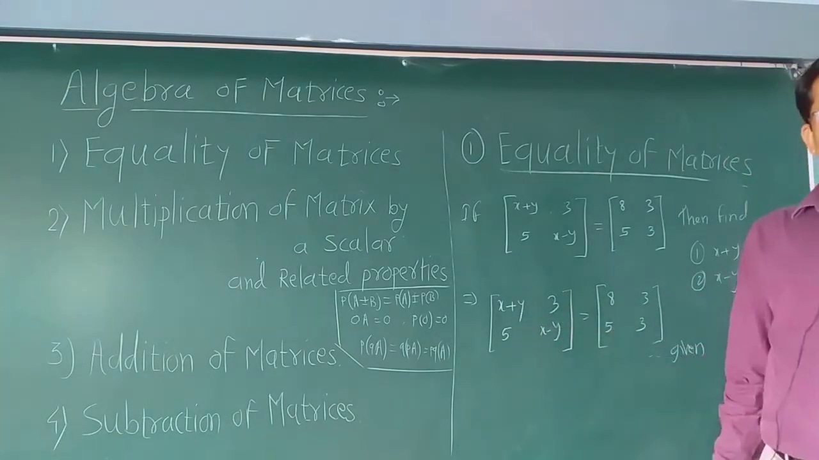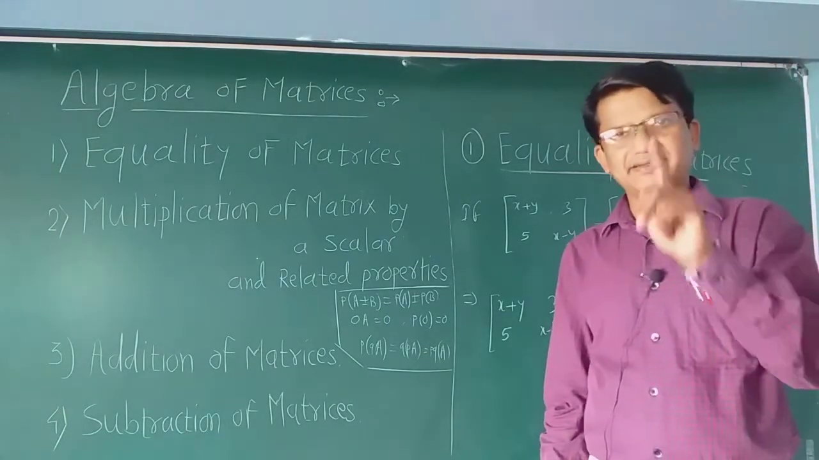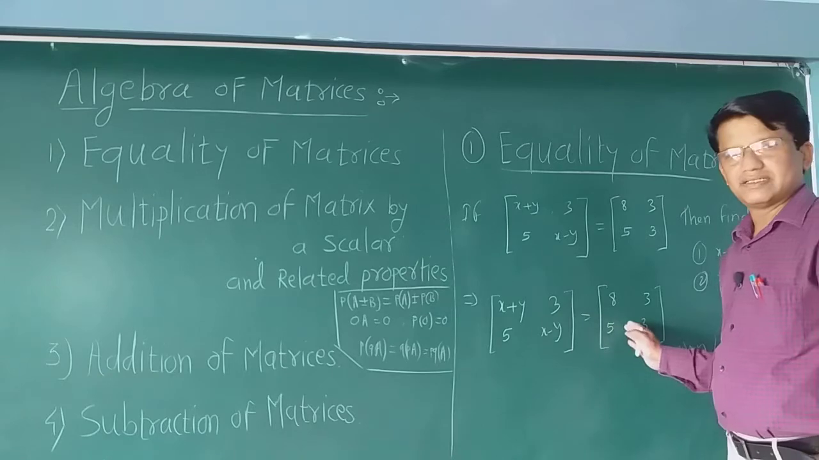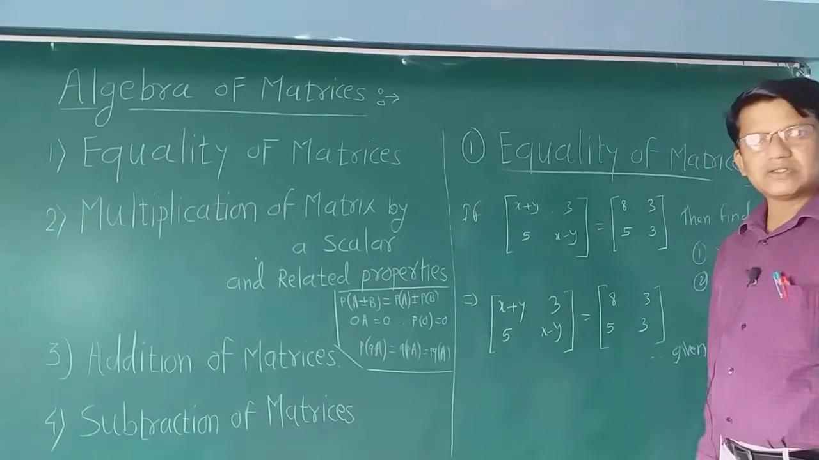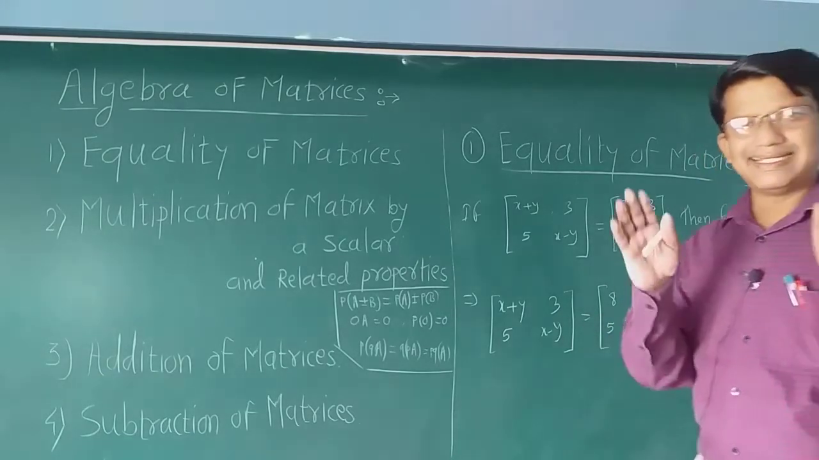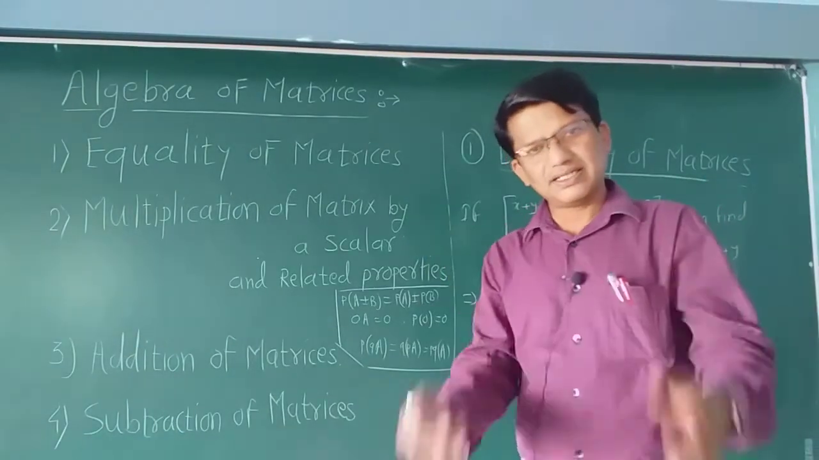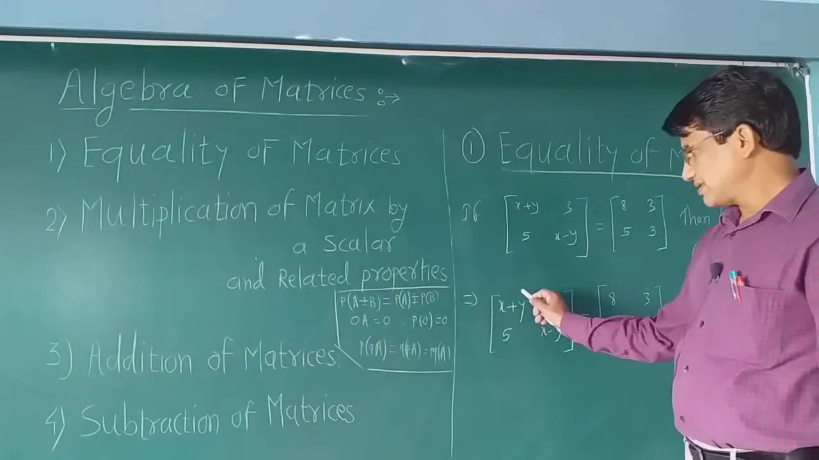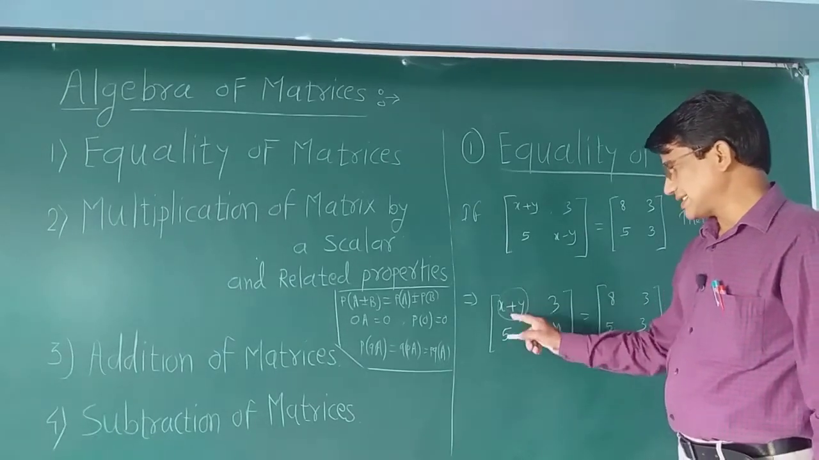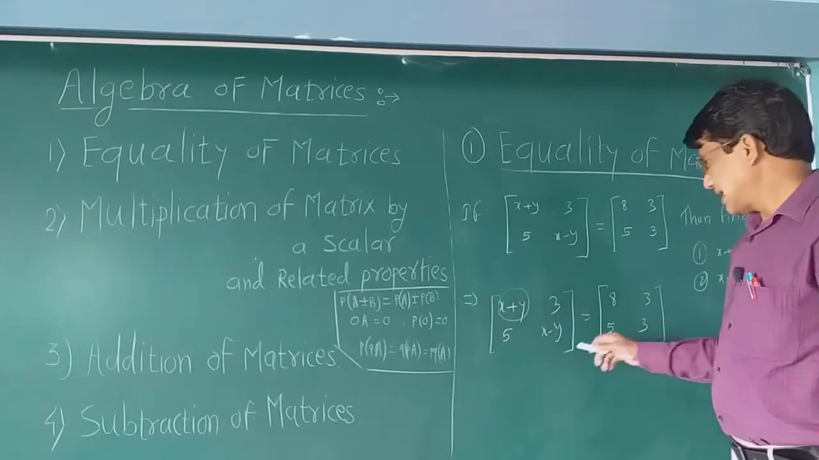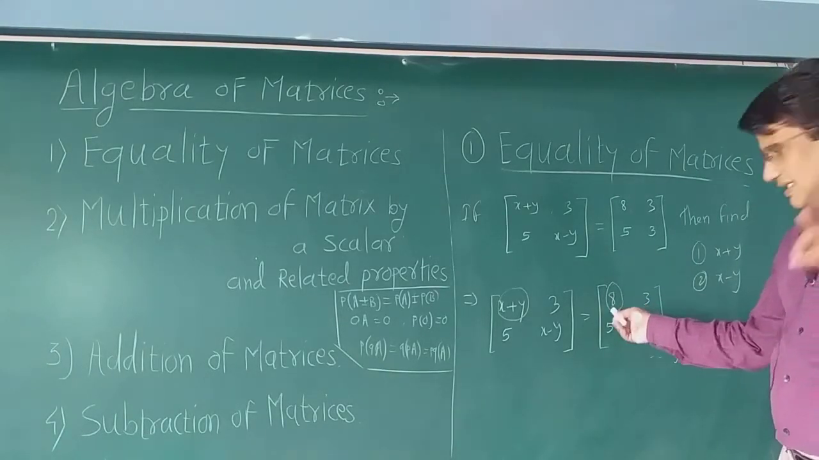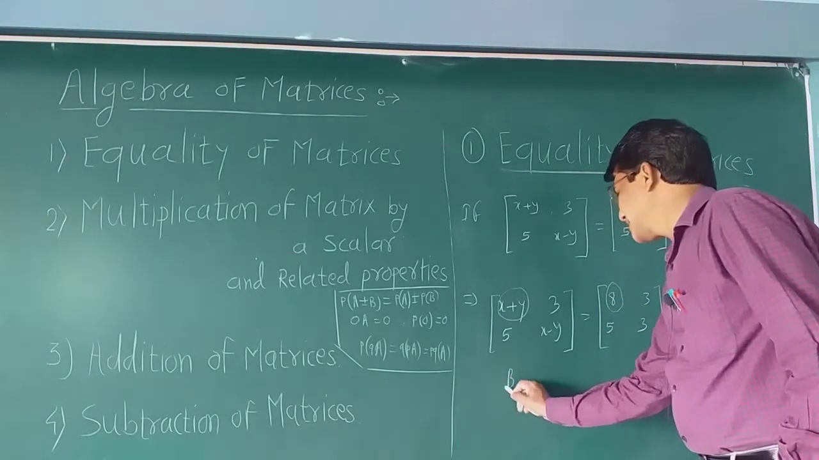These two matrices have an equal sign in between them, which means corresponding elements are equal. Look at the first position: the first position says x plus y, and here the first position says 8.